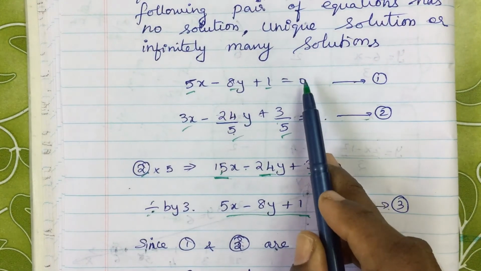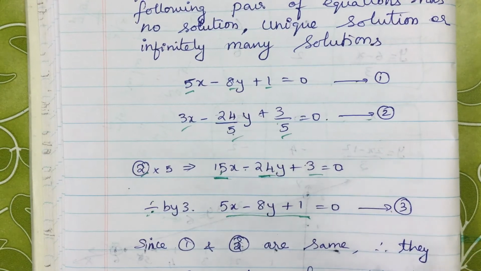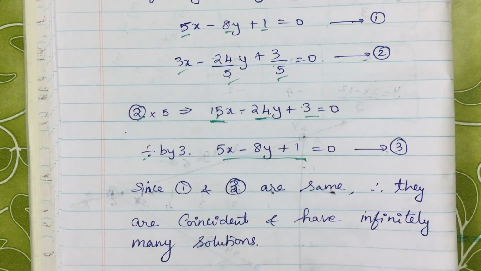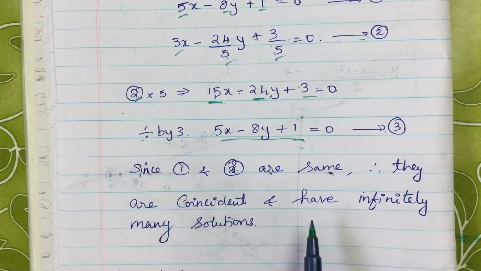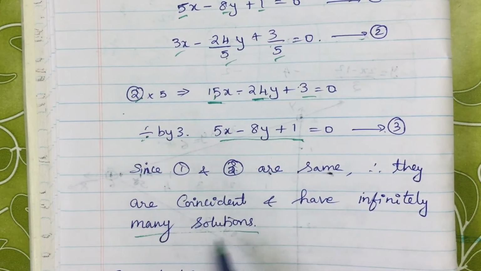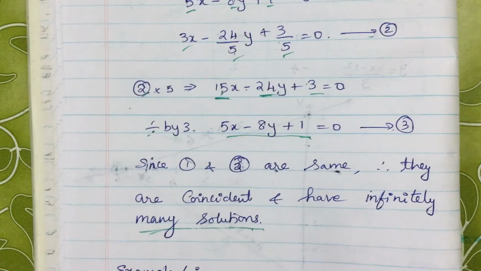So if you observe the equations, equation 1 and equation 3 are identical to each other. Therefore, since 1 and 3 are identical or the same, they are coincident and they have infinitely many solutions. This is the conclusion or interpretation you can make here.